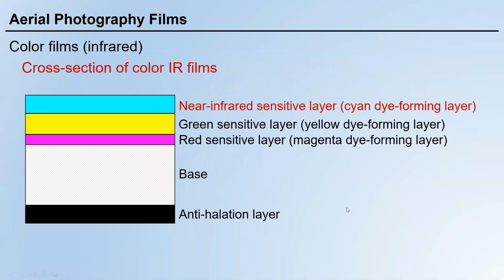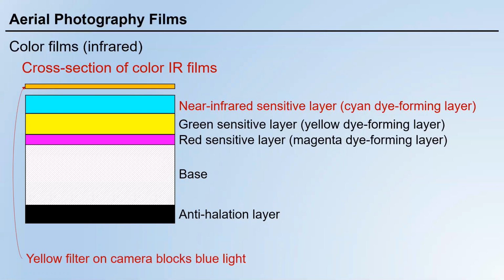As a result, let's check the cross section of color infrared films. So the top layer is the near infrared sensitive layer. And then we have green sensitive layer, then we have red sensitive layer, and then base, then anti-halation layer. So here comes the problem. Where is blue light? There is also blue light in the reflected energy from the ground, right? But we don't care about blue energy here anymore. And how to eliminate that? Okay, we add a yellow filter on the camera, which blocks blue light.